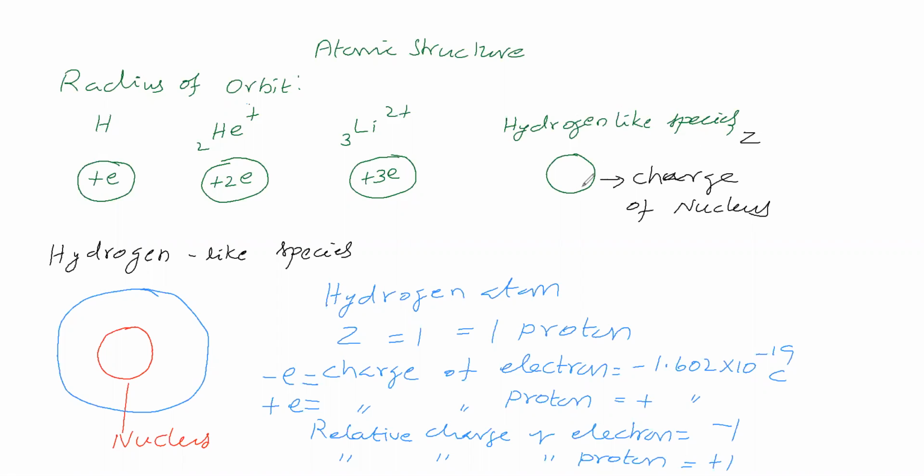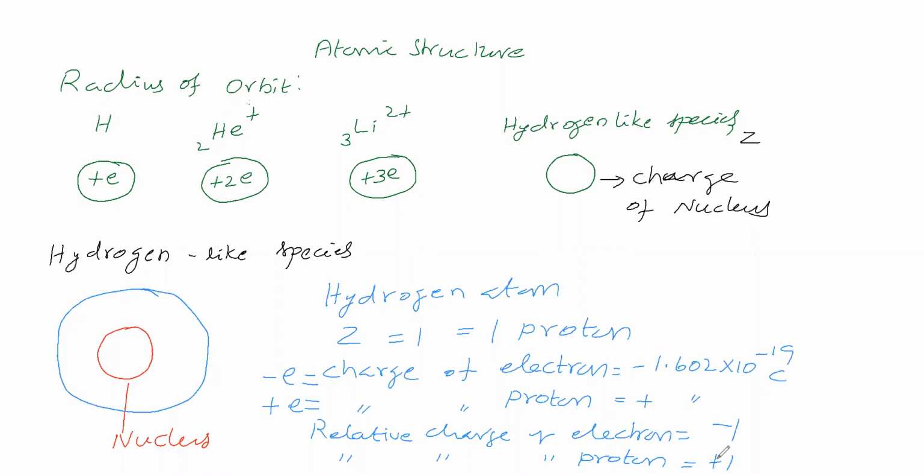So what is the charge of the nucleus here? To find the charge of the nucleus, you multiply its atomic number with the charge of the proton. What charge of proton have we taken? Plus E. If you want to substitute the actual charge, you substitute this; if you want to substitute the relative charge, you substitute this.